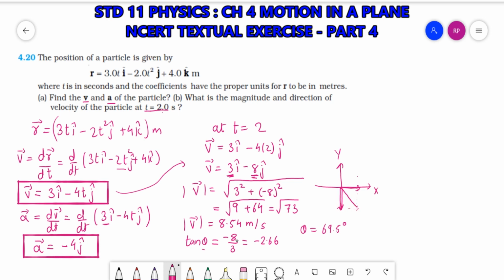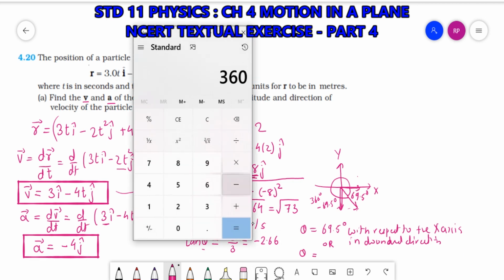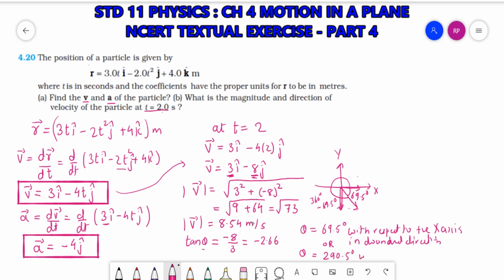So this will be the angle, 69.5 degree. I can write it down as 69.5 degree with respect to positive x-axis in downward direction. Or else I can find out this angle: this will be 360 degree minus 69.5 degree. Let us calculate 360 minus 69.5, that gives 290.5 degree with respect to positive x axis.